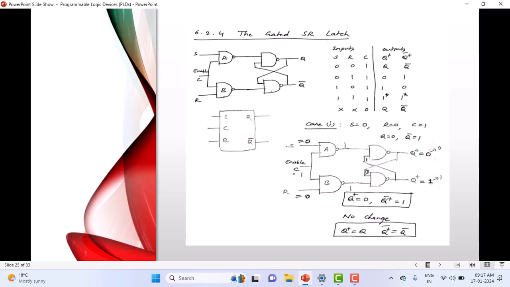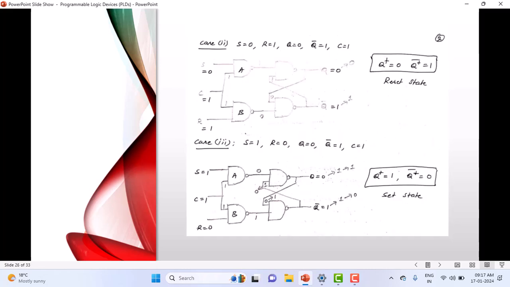That means the SR flip-flop remains in the previous state. This is called the previous state. The next state is nothing but 0 and 1. Q plus is the next state. So I can say that for S equal to 0, R equal to 0, this SR flip-flop remains in the previous state. Look here, how we get the previous state: Q plus is equal to Q, Q plus bar is equal to Q bar. That is called a previous state. Understood this? Let's go to the next combination now.